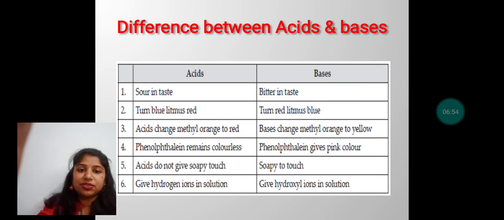Now, at this note, we have to summarize what we have learned till now with the help of this difference between acids and bases. Acids are sour in taste, bases are bitter in taste. Acid turns blue litmus red, while base turns red litmus blue. Acid changes methyl orange to red, while in base methyl orange changes to yellow. Phenolphthalein remains colorless in acid, while it turns pink in base. Acids do not give a soapy touch, while bases are soapy to touch. Hydrogen ions are released in acids, while in bases hydroxide ions are common.